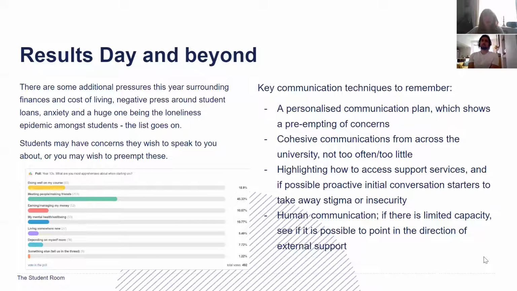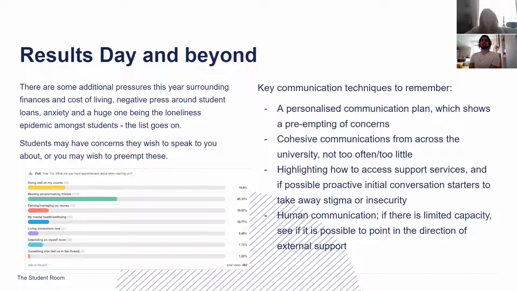As I mentioned just now, in terms of additional pressures this year surrounding cost of living, finances, the negative press around student loans and the increase in interest, anxiety, and a massive concern around the loneliness epidemic at university, there is so much pressure on students this year, alongside just getting the results in the first place. Students are already beginning to talk about these concerns, and you may wish to preempt them in the build up to results day to really showcase the support that you can provide these students, not only now, but in the future as well.